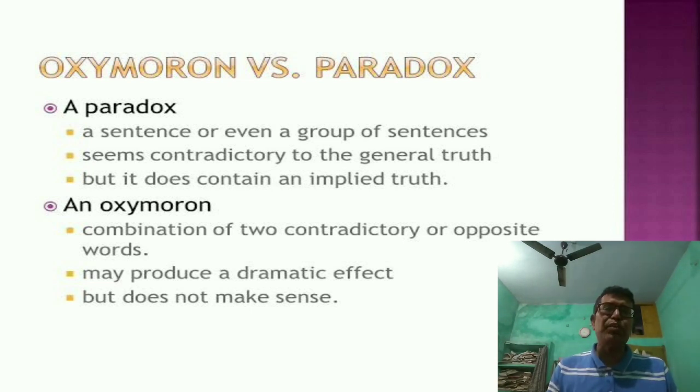When we give some examples, it will be clear to you. An oxymoron may produce a dramatic effect but does not make sense, while a paradox does contain an implied truth. So this is the basic difference between oxymoron and paradox. But I would like to say there is only a slight difference, because both figures of speech are based on contrast or opposing statements.